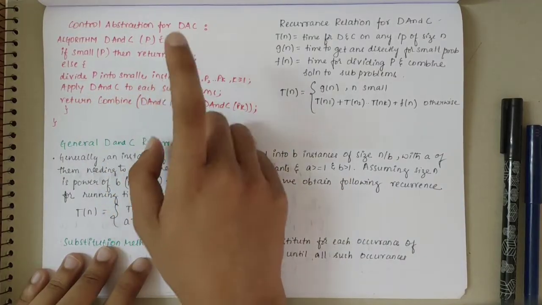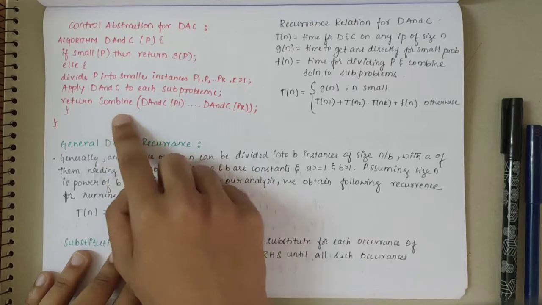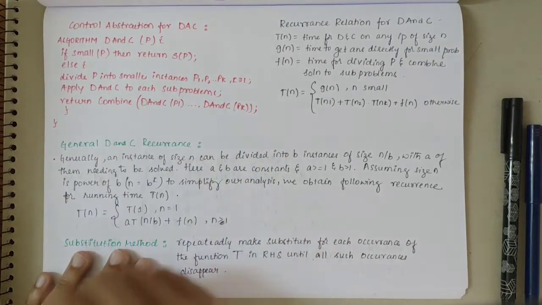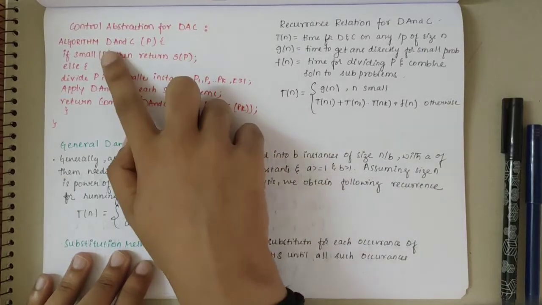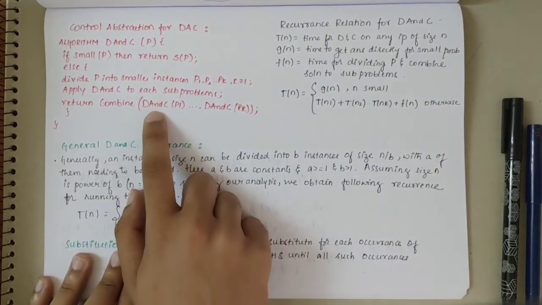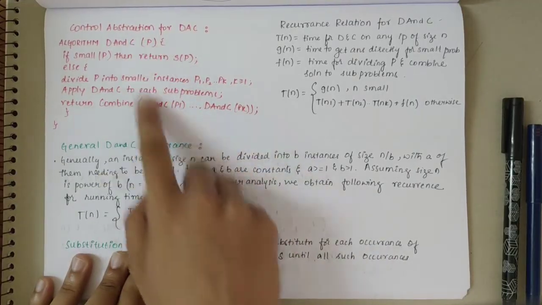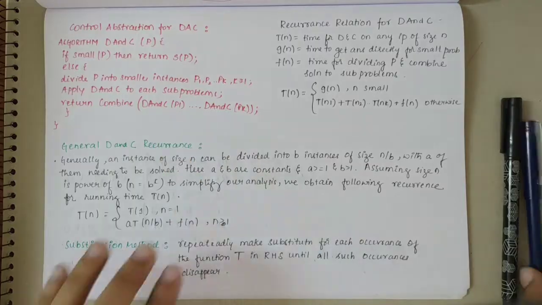Apply divide and conquer to each problem, and return the combination of all these solutions as one solution. That is what the algorithm for divide and conquer speaks of. Here you are recursively using the same algorithm. You're calling the function again and again for subproblems.